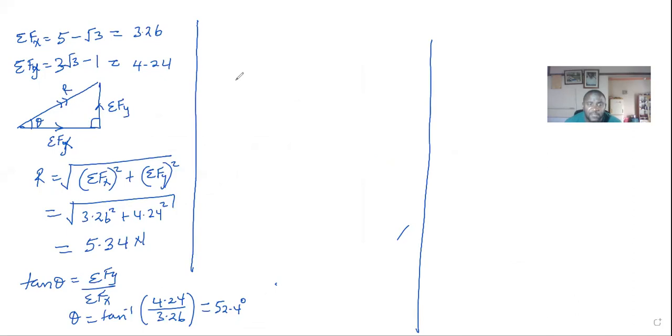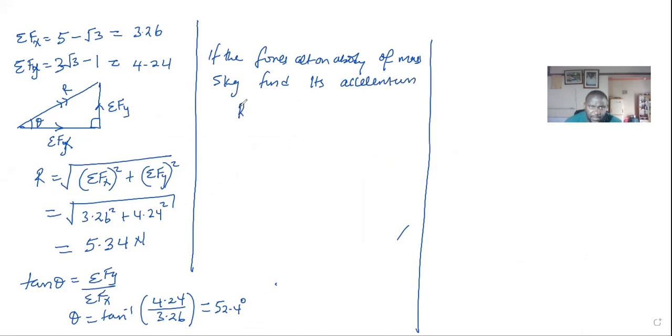Now on this number, they can ask you for the acceleration. If the forces act on a body of mass 5 kgs, find its acceleration. Remember, resultant force is defined by mass times acceleration. So you have got a resultant force of 5.34. You have a mass of 5. You are looking for the acceleration A, divided by 5. You realize that the acceleration is 5.34 divided by 5.